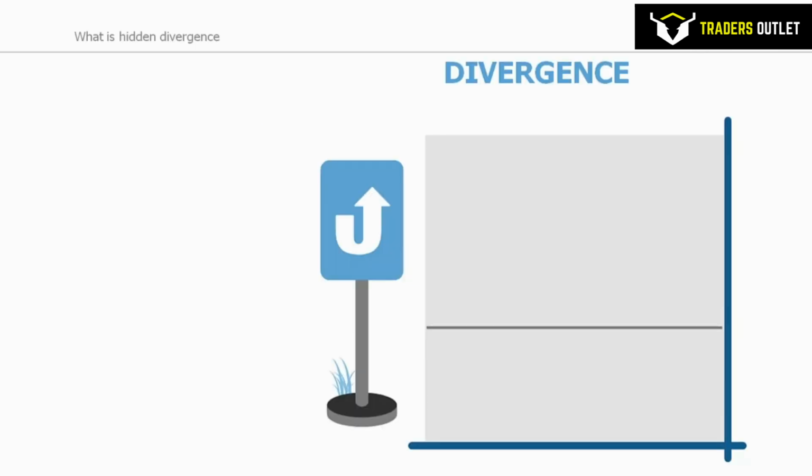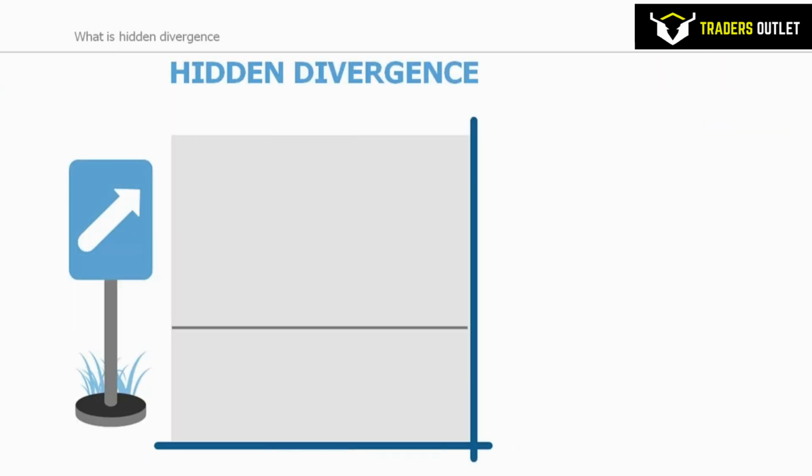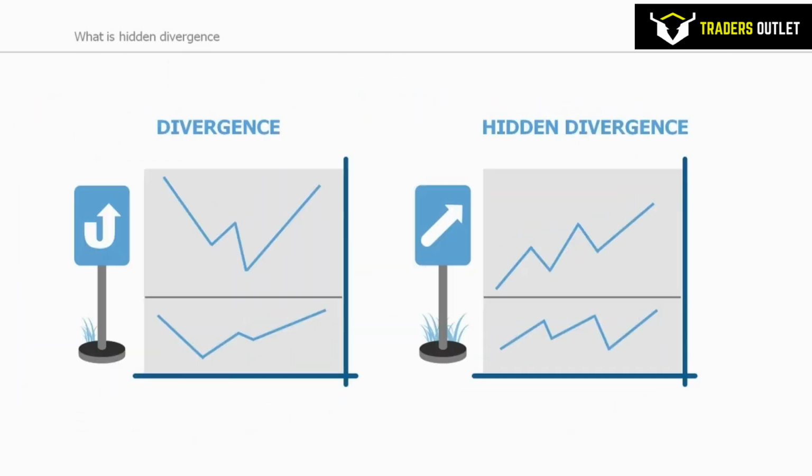While divergence can provide insight into a potential market reversal ahead of time, hidden divergence can provide insight into the potential trend continuation ahead of time. You are looking for divergence between price and the indicator. However, with hidden divergence, you are looking for the opposite set of signals to normal divergence.